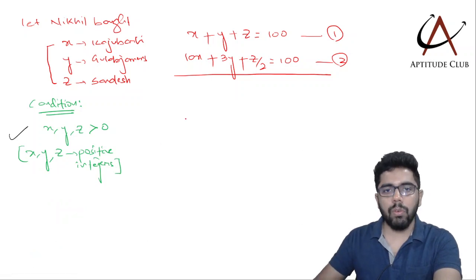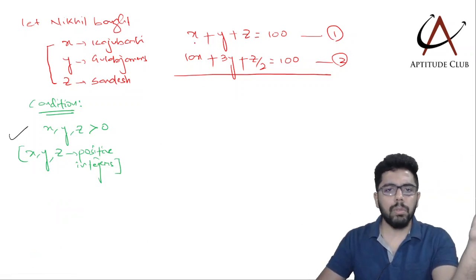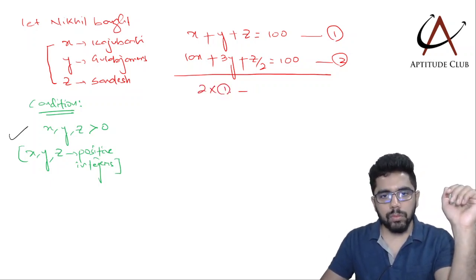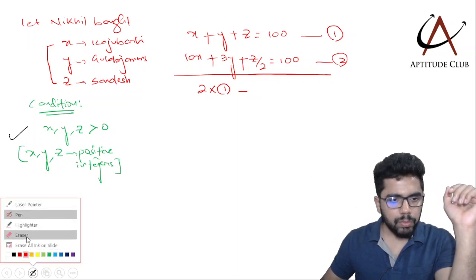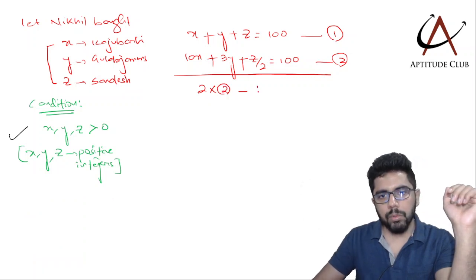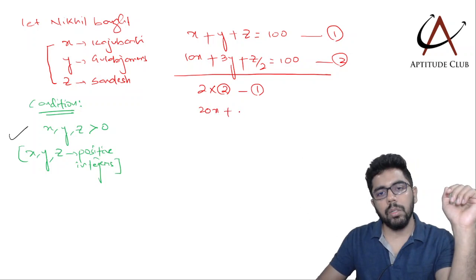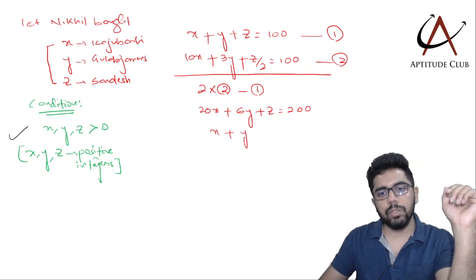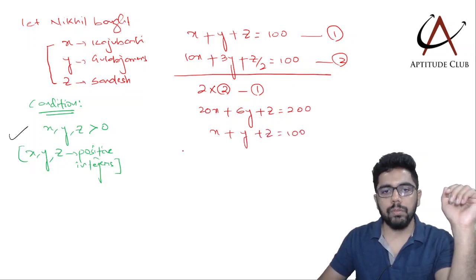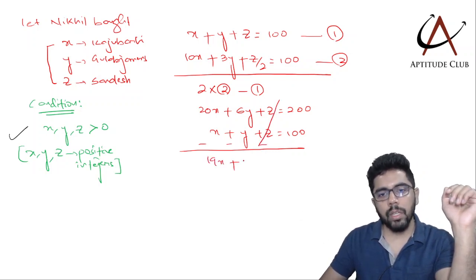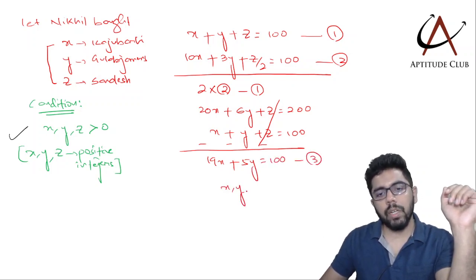Now to solve this, because I want y, I can eliminate any one of the variables x or z, whichever seems convenient. So I'll do 2 times equation 2 minus equation 1, to eliminate z. So I get 20x plus 6y plus z is equal to 200, and x plus y plus z is equal to 100. So just simply subtract and you get 19x plus 5y is equal to 100. This is my third equation, where x and y are positive integers.